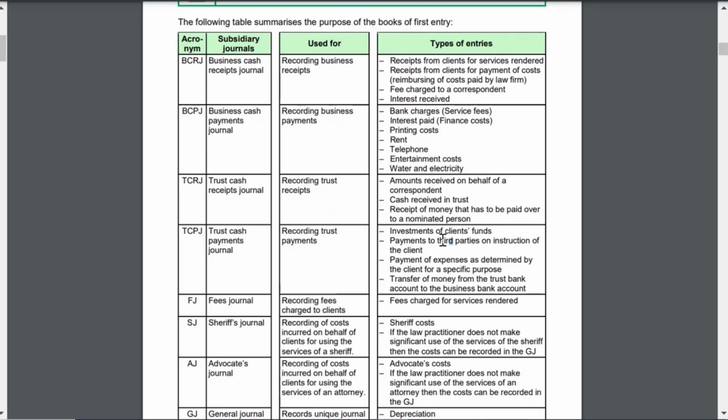So this is called the transfer procedure, the transfer journal. We will go into detail on that in learning unit, I think, 6 or 7. So basically, this is the trust cash payment journal.